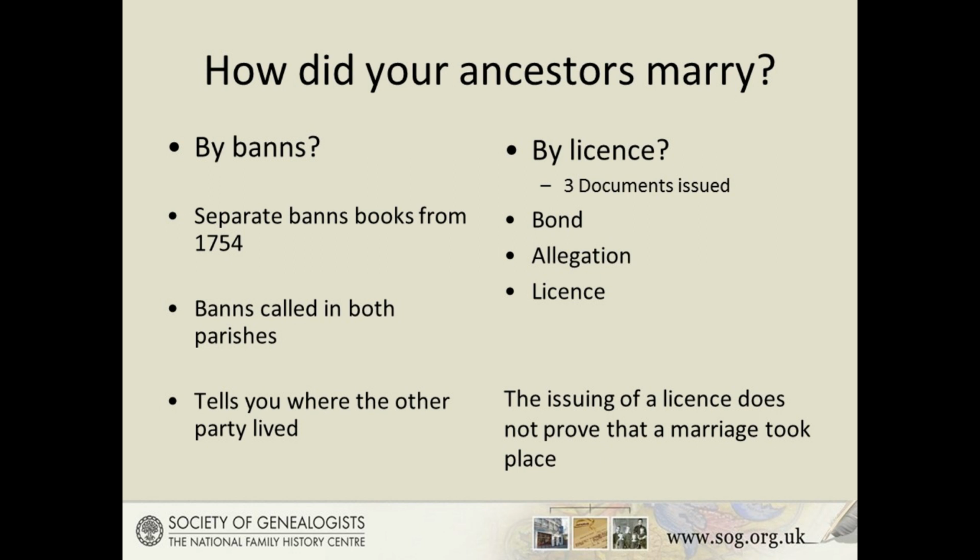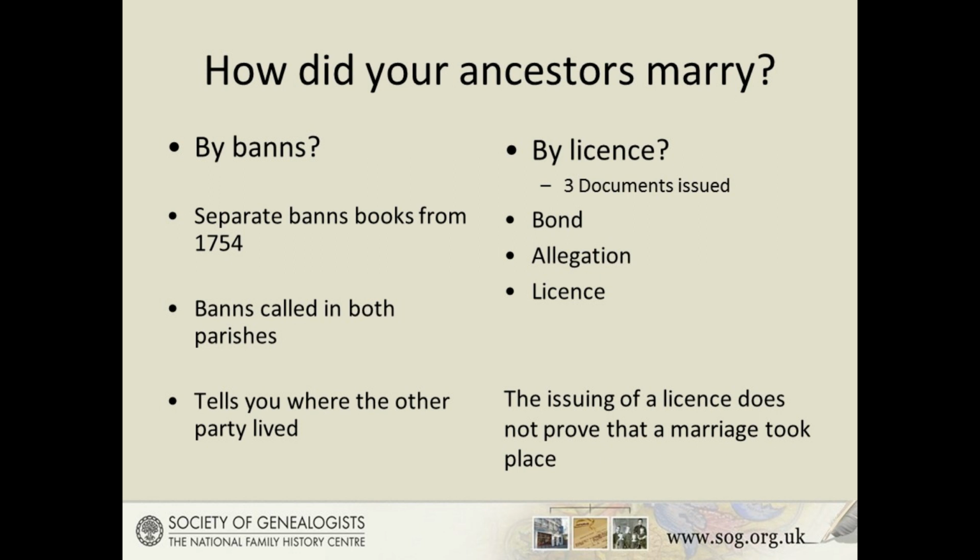When we talk about licences, we're actually talking about 3 documents. There is the bond, which meant a sum of money would be forfeited by a bondsman should the marriage not be valid under church law. Often bondsmen mentioned in the bonds might be family members. The allegation alleged that there was no reason that the couple should not marry. It required them to state that they had not been pre-contracted to another party, or that the marriage would not be invalid due to consanguinity, or that they were related under church law.